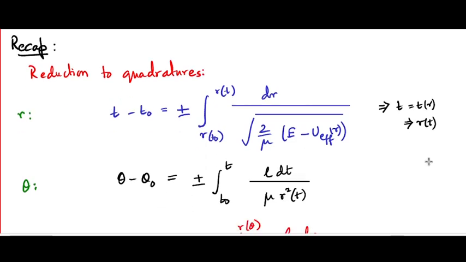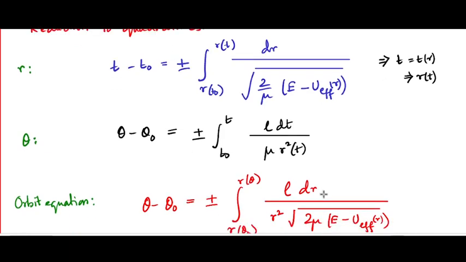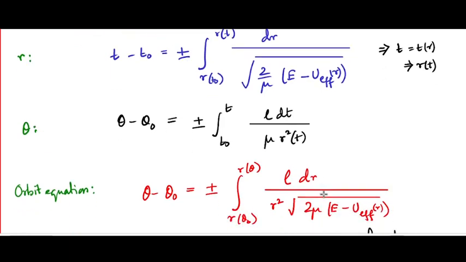Once we have that, we could use that in this equation to get theta as a function of t as well. If we wanted the orbit directly, we would start with d theta dr, or rather dr d theta, which we would get from dr dt divided by d theta dt, and land up with this equation for d theta dr and integrate this, as you can see here.